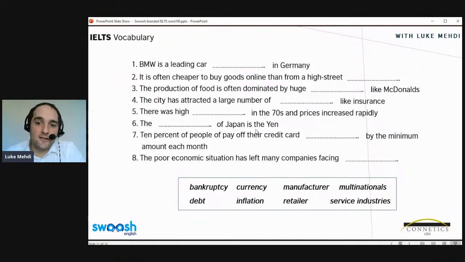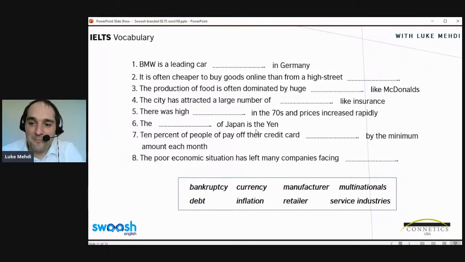Number 4, the city has attracted a large number of what, like insurance? Oh, here we go, insurance. What type of industry? You're selling insurance, they're not producing a physical good. More to do with finance, maybe. Any ideas for number 4? They're selling products that are not manufactured, not producing a physical good. Currency, large numbers of currency. The city has attracted... Okay, I see what you mean. Okay, Sam's got it. The service industries, Cram as well.